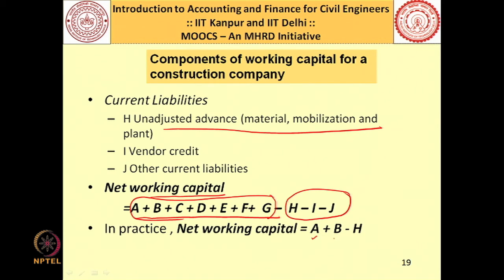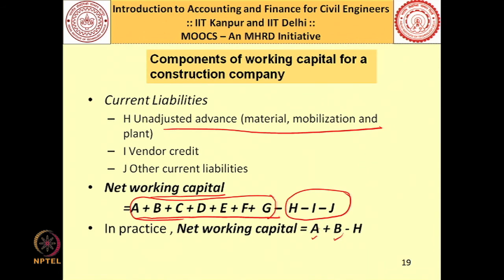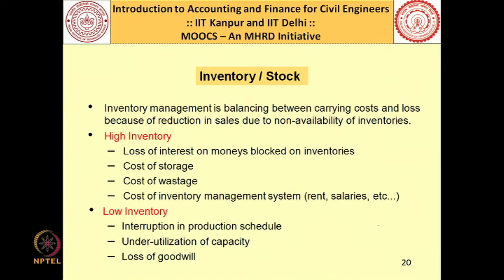For example, A, B, what is A? A is stock and B is outstanding. So, if you can take care of your stock portion, and if you take care of the outstanding, and if you take care of the unadjusted advance, you are better placed to manage your working capital. We will also see what factors the construction contractors should attend to, to make sure that they utilize their working capital in an effective manner. That is what we are going to learn now.